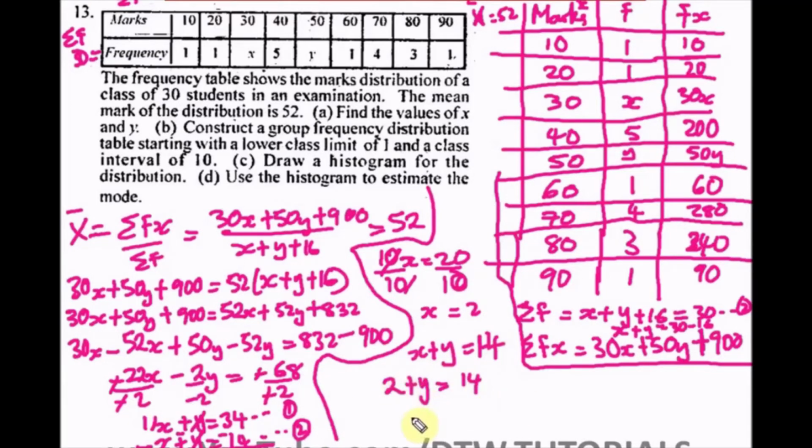All right, so take 2 to this side. We have y is equal to 14 minus 2, and what would that give us? 14 minus 2 will give us 12. So therefore our values of x and y: x is equal to 2 and y is equal to 12. So this is our answer to question 13a.